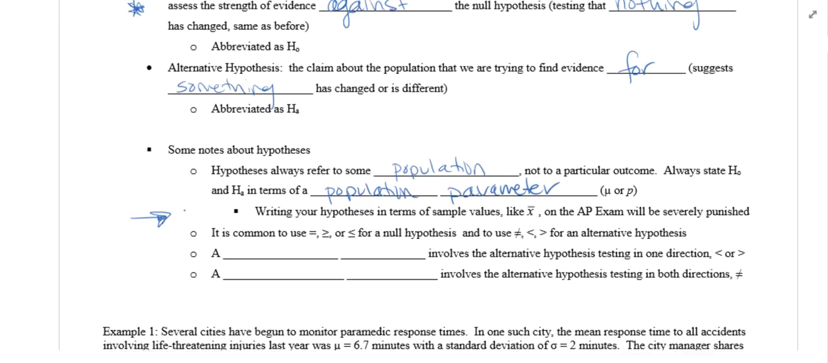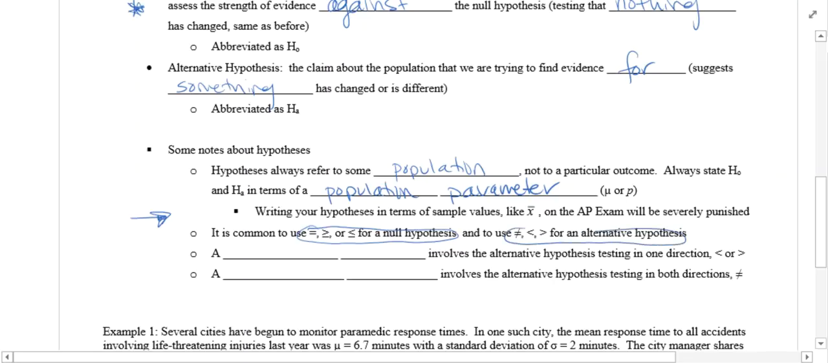It's common to use some sort of equal sign in the null hypothesis. Whether it's an equal to, greater than or equal to, or less than or equal to, you need to have some sort of equal in the null hypothesis. And then there's usually no equal in the alternative. So it's a not equal to, strictly less than, or strictly greater than.